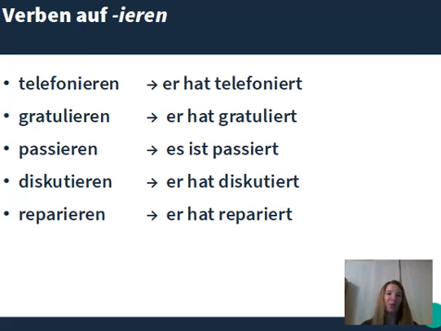Otherwise, here's our solution. Telefonieren, hat telefoniert. Gratulieren, hat gratuliert. Passieren, es ist passiert. Diskutieren, hat diskutiert. Und reparieren, hat repariert. So remember, passieren is usually a neutral thing, so something happened or it happened, so it's usually with es, not with ich or wir or sie. It's usually just neutral, es ist passiert.